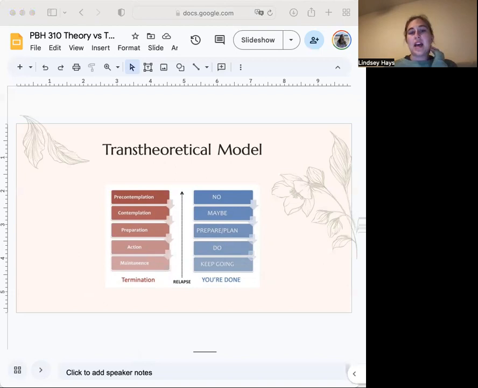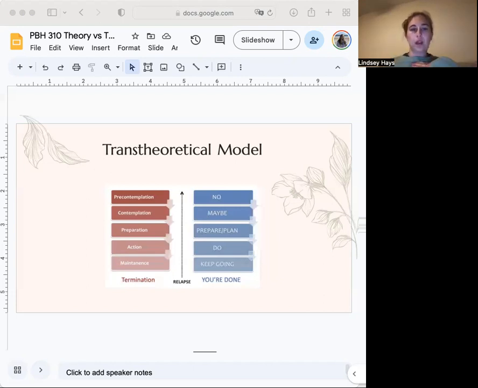and they have no plan to quit vaping at all. The next stage would be the contemplation stage. Maybe they see something online, a TikTok influencer that they like who is quitting their vape, and they think, maybe I can quit the vape since they're quitting it too.